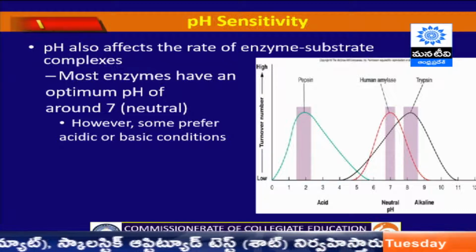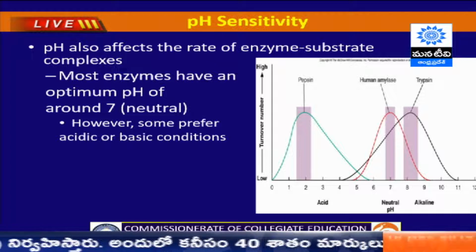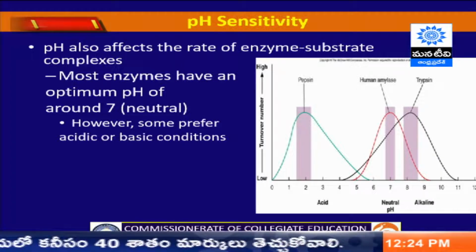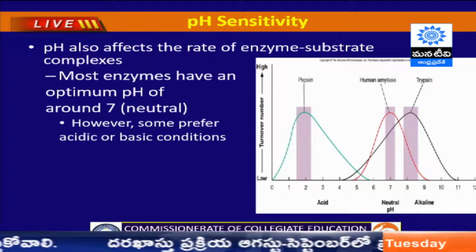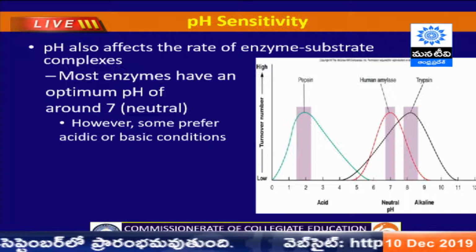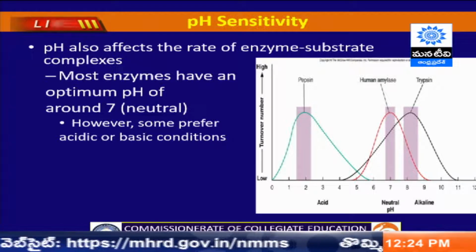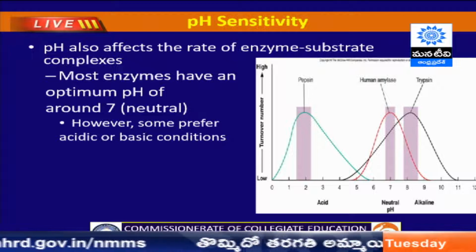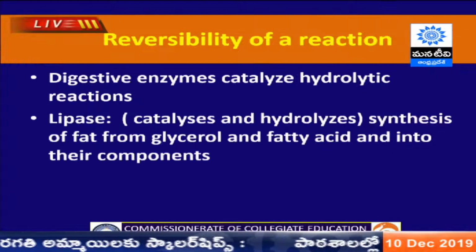Coming to the pH sensitivity property, pH also affects the rate of the enzyme substrate complexes. Most of the enzymes have an optimum pH around 7, that is the isoelectric point of the enzymes. When we add acids to the solutions, or in the acidic medium, they do not function properly because they change their shape.